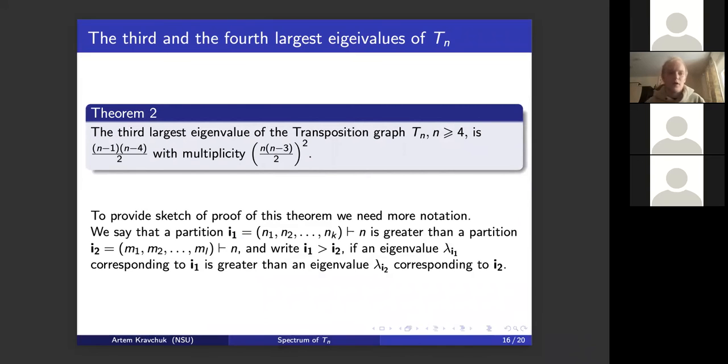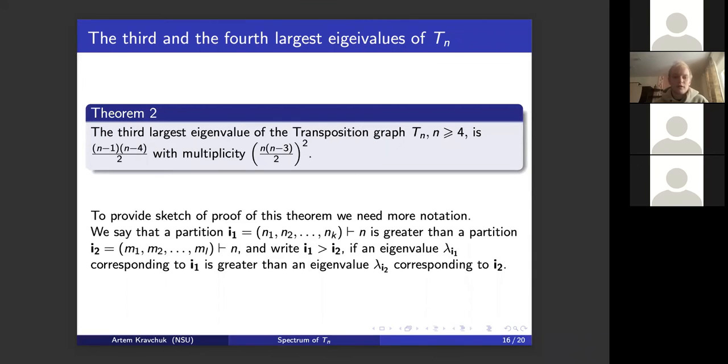The theorem about the third largest eigenvalue. The third largest eigenvalue of the transposition graph is (n-1)(n-4)/2 with multiplicity (n(n-3)/2) squared. And to provide a sketch of the proof of this theorem, we need more notation.